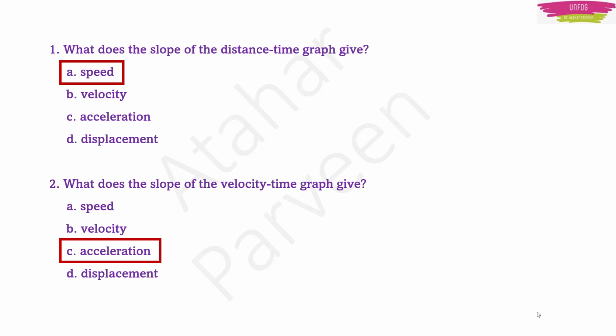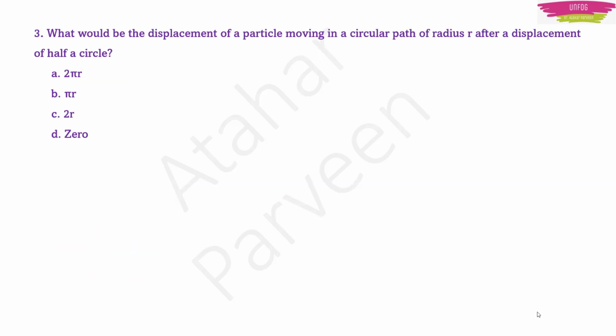Next question. What would be the displacement of a particle moving in a circular path of radius r after a displacement of half a circle? See, this question I discussed in our previous class of this chapter also. In motion part 1 also I have discussed this question. Again I am repeating this question because this is a very important question. The question will just give you an idea about displacement, particularly in a circular path.